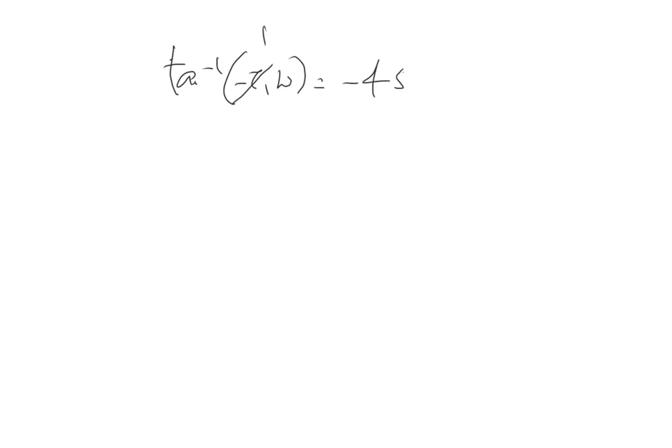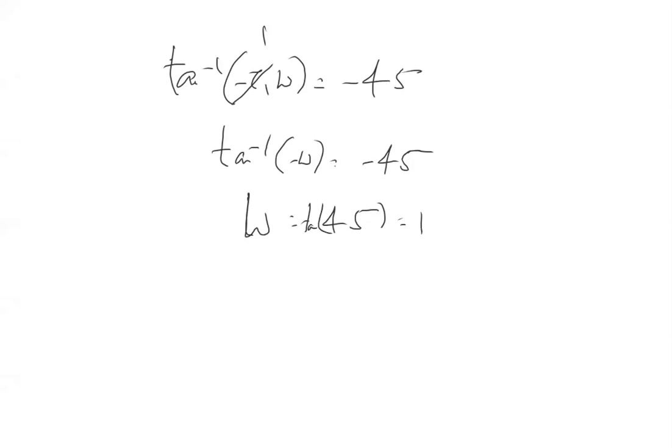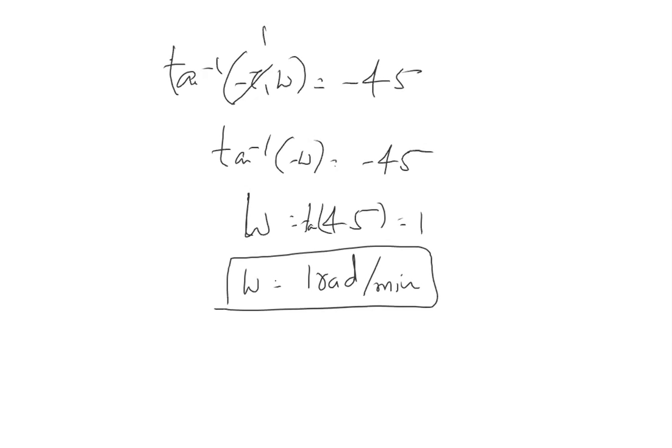What is tau 1? 1. So tan inverse of minus omega is equal to minus 45. So omega is equal to 1, since tan of 45 is 1. Omega is in radians, so 1 radian per minute. This is what omega actually is.